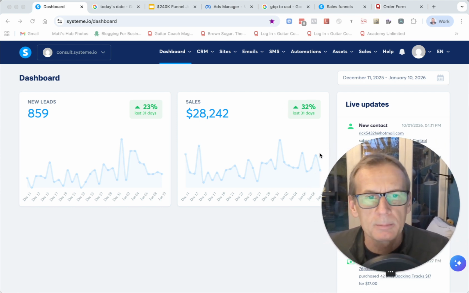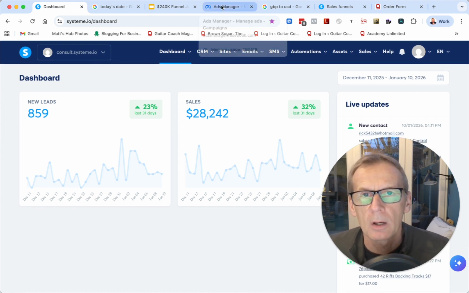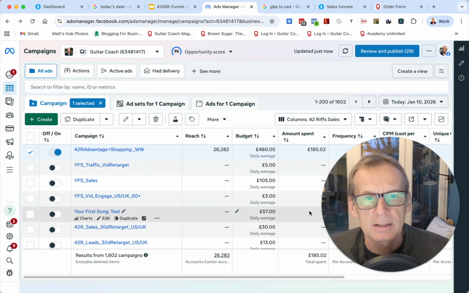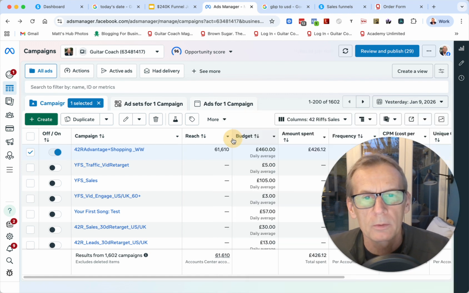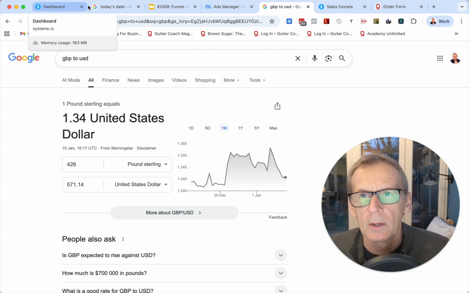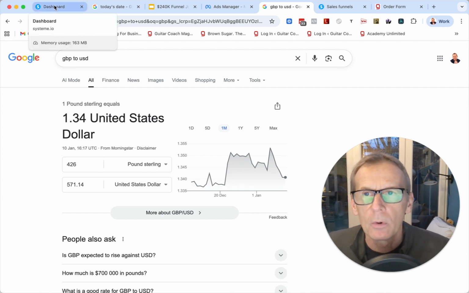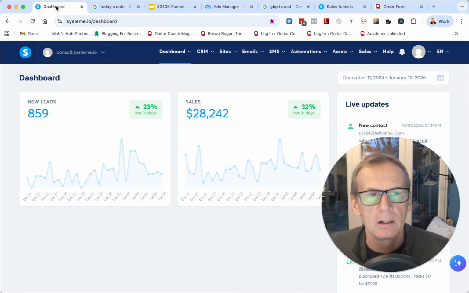So yesterday turned out to be a good day. Came in with sales of $1,201, so really good, solid day. Ad spend yesterday was £426, meaning we spent 571 on ads, giving us a $630 profit. So basically more than doubling our ad spend, which is great and absolutely where we want to be. Keep that trajectory running, and it will be all good.